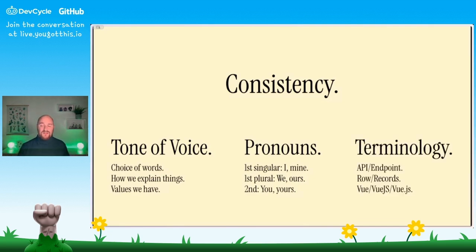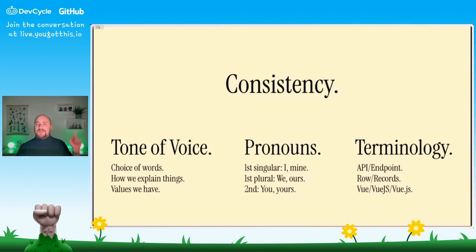Finally is consistent terminology. So if you call something a database row, call it that throughout. Don't swap to calling it a record. If you stylize some text with a capitalized first letter, keep it consistent. If you hyphenate a term and you use it in the same way, continue to hyphenate it.